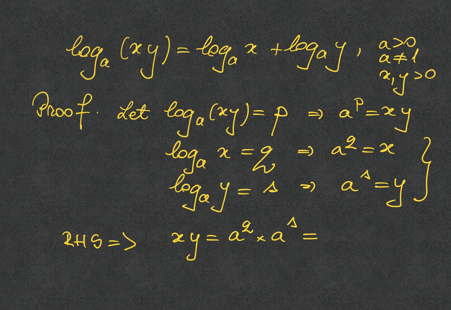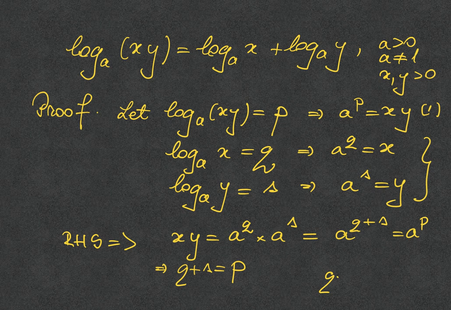And here is when the law of exponents comes in. That's a to the power of q plus s. As we see from relation number 1, xy is at the same time a to the power of p. Therefore, q plus s is p. Remember that q was that one, p was that, s was that term. So q plus s is p. So we proved the first law of logarithms.